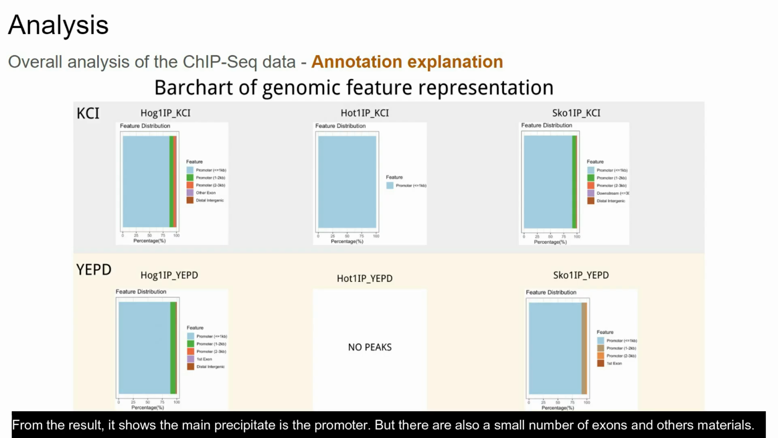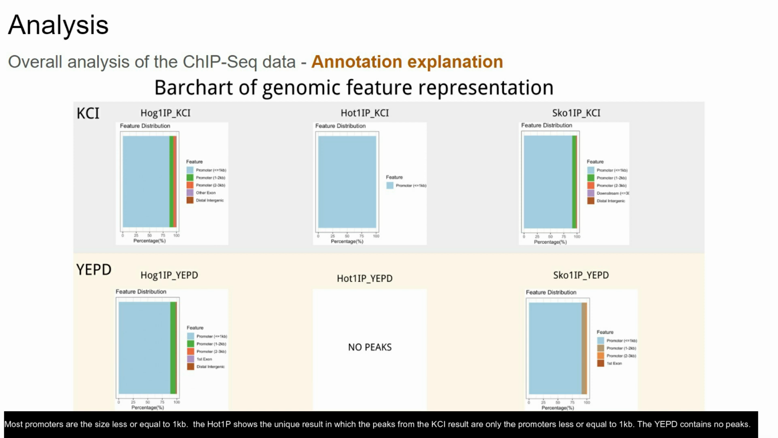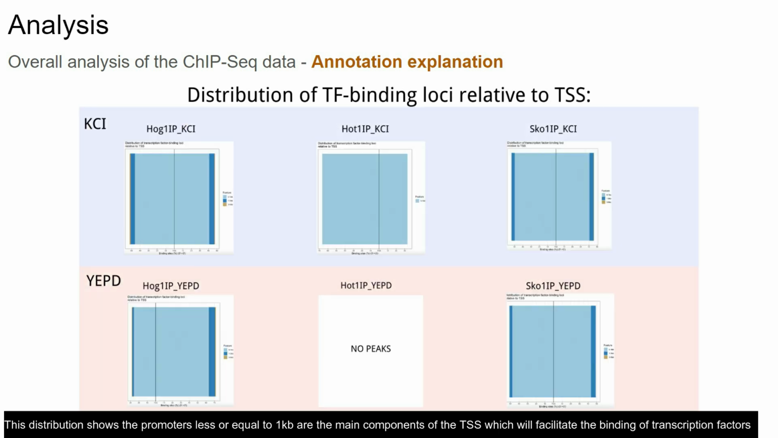From the result, it shows the main precipitate is the promoter, but there are also a small number of exons and other material. Most promoters are less than or equal to 1 kb. The HOT1p shows a unique result in which the peaks from the KCl result are only promoters less than or equal to 1 kb. The YEPD contains no peaks.